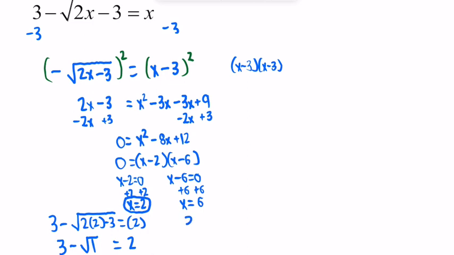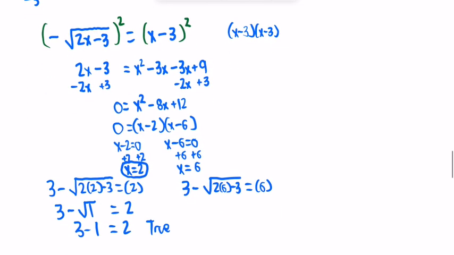When we check 6, 3 minus the square root of 2 times 6 minus 3 equals 6. 2 times 6 is 12. 12 minus 3 is 9. We have 3 minus the square root of 9 equals 6. The square root of 9 is 3. We have 3 minus 3 equals 6. That's false. So x equals 6 is not a solution. And our only solution to that equation is x equals 2.